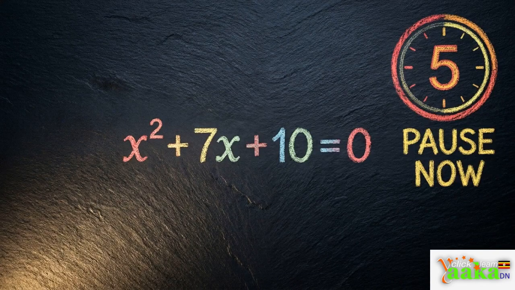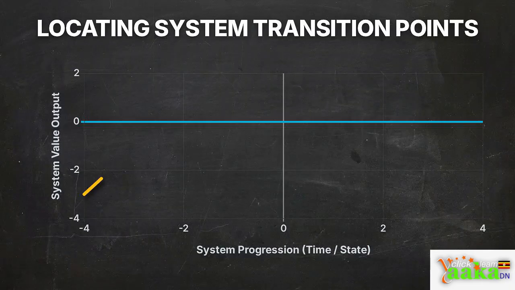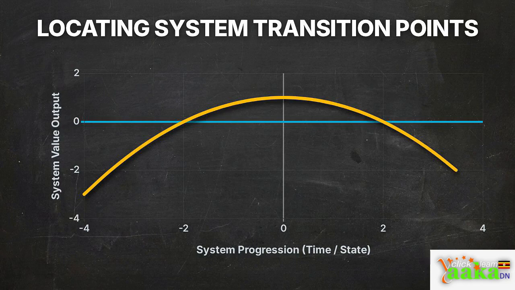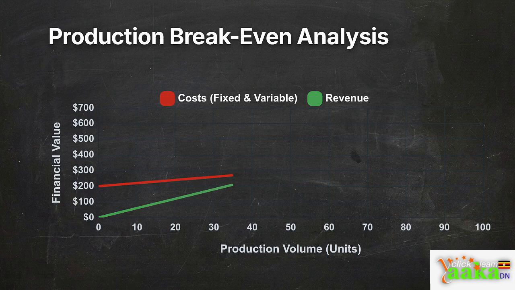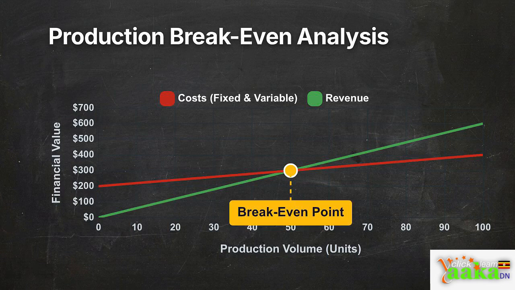Practice this now. Pause the video and solve x squared plus 7x plus 10 equals 0 using the product sum method we just covered. By finding where the equation equals 0, we identify the transition points of a system. These roots mark the landing zone where a projectile hits the ground, or the break-even point where a shop's production level finally covers its costs.